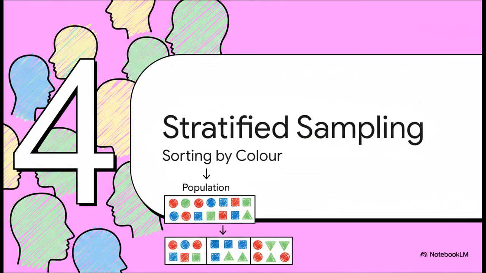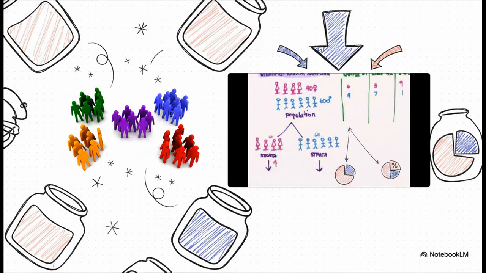Next up, part 4, stratified sampling, or sorting by color. Now, this is a highly precise method that definitely requires a bit more effort up front, but the payoff for accuracy is huge. Think of this method as sorting your sweets by color before you do anything else. The population is divided into distinct groups. You want to figure out the exact percentages of each type in your whole jar, making sure that your final, smaller handful perfectly mirrors the proportions of the big jar.